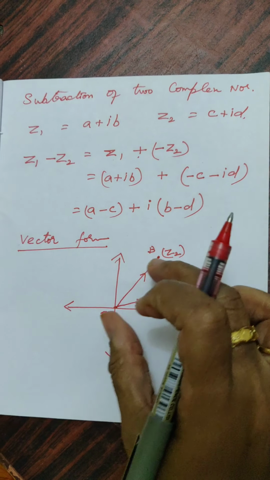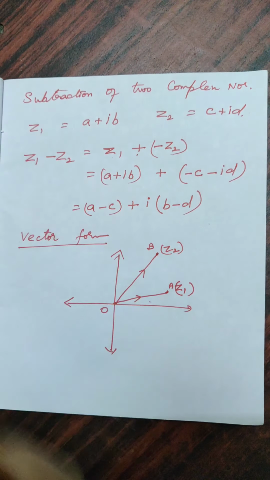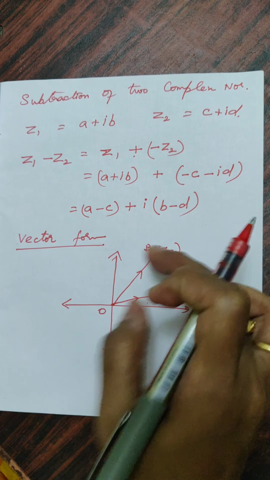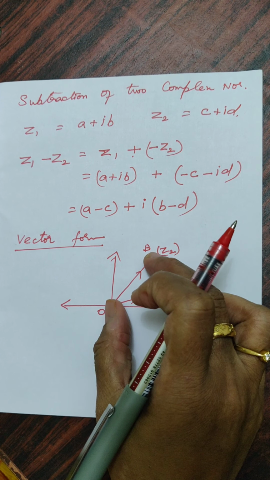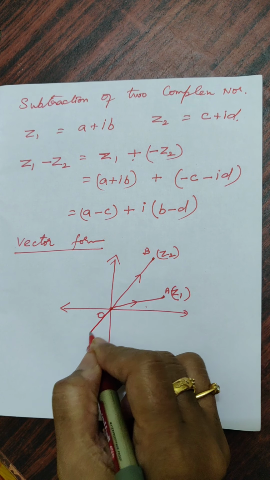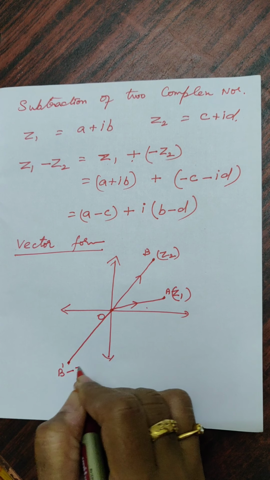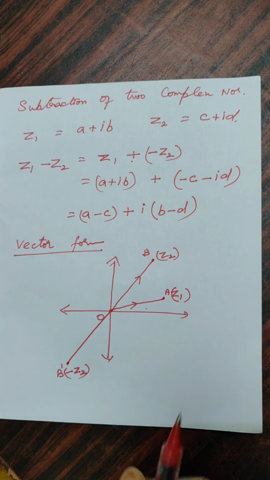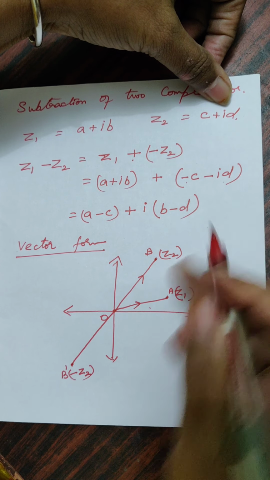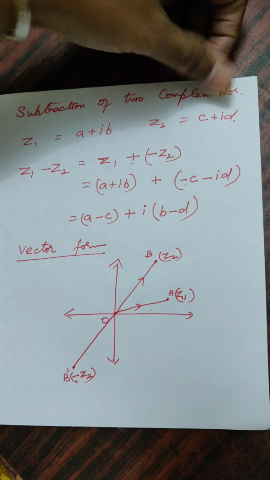I am taking the OB vector in such a manner that I want to get my minus Z2. So take the length of the OB vector diagonally opposite. This is in the first quadrant; we are taking it in the third quadrant. So the same length of OB I am taking, and this is our B dash. This position represents the minus Z2 point. See here, if C comma D is here, minus C minus D should be in the third quadrant. So here we are getting minus Z2, and here we are getting Z1.